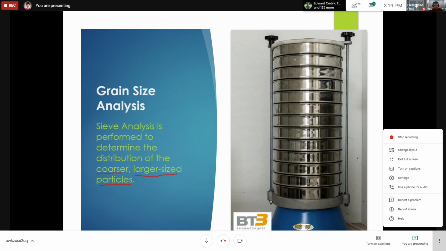So this is the setup in the laboratory. These are the set of sieves.